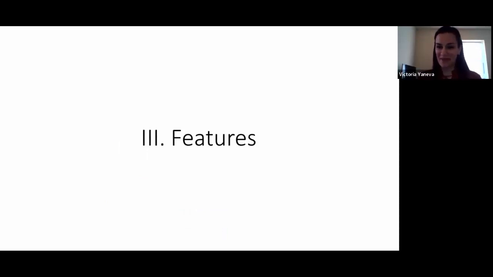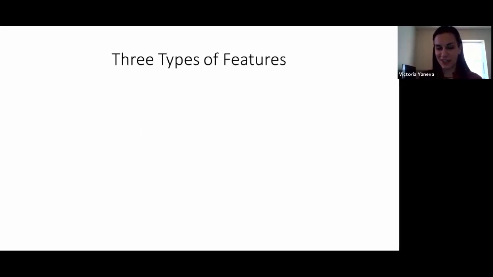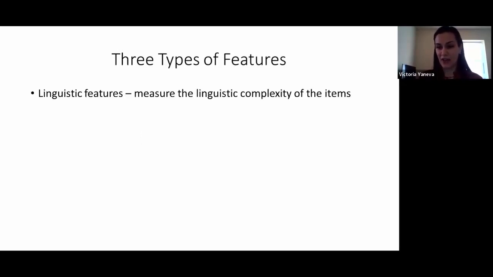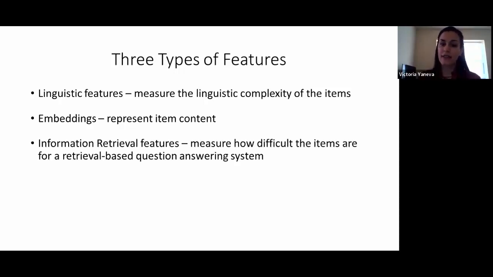And in order to build our prediction model, we extracted three main types of features. I'm first going to mention each of these types and then elaborate on it. The first type is linguistic features, which measure surface linguistic complexity. The second type is embeddings. They represent item content, and this is similar to what Zach mentioned in the first presentation in this session. And we also extracted information retrieval features. So these refer to a system that we developed, which was an automatic system that tries to answer the questions, and based on how well it answers the questions, we extract features relating to the difficulty of these questions.